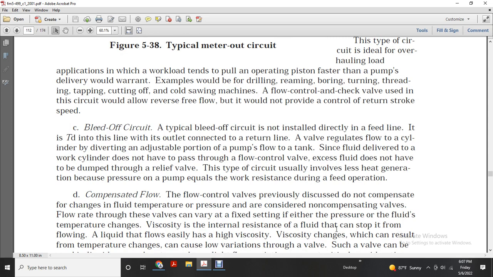Bleed off control: a typical bleed off circuit has the flow control valve installed directly in the feed line, connected with the return line, diverting an adjustable portion of the pump flow to the tank. Since fluid delivered to the work cylinder does not have to pass through the flow control valve, the excess fluid does not have to be dumped through the relief valve. This type of circuit usually involves less heat generated, because the pump pressure is equal to the work resistance for the feed operation.